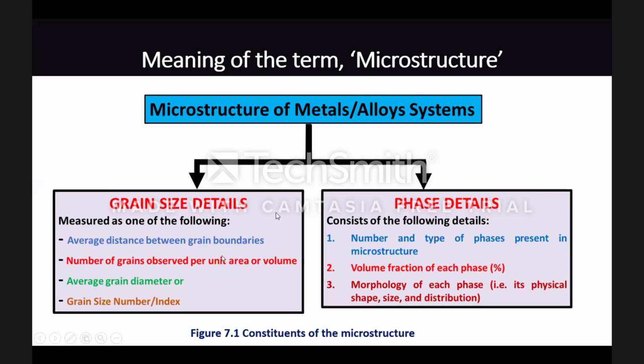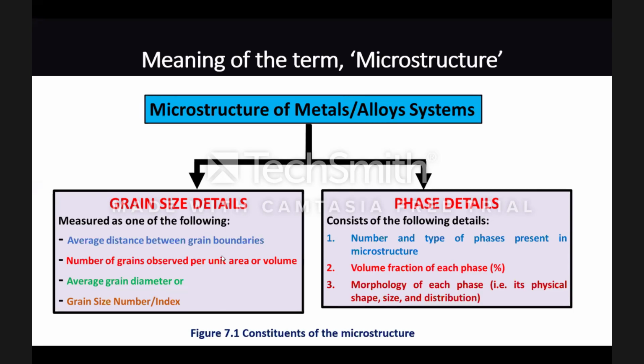Right. So the other major thing that is present in the microstructure of a material is the phase details. How many phases are present? What is the type of each phase that is present? What is the volume fraction of each phase in the microstructure? What type of shape? What type of size? What type of distribution for each phase? This shape, size, distribution is given a common name, morphology. Morph means different structures. This is a Greek word. So morphology of each phase means what type of shape each phase is having.